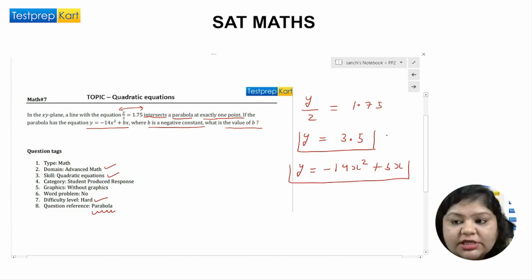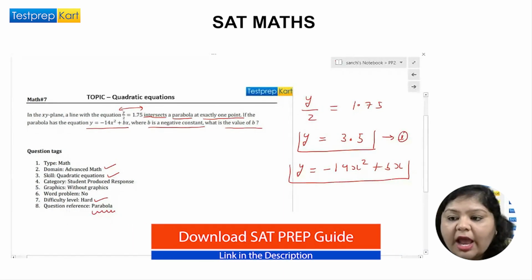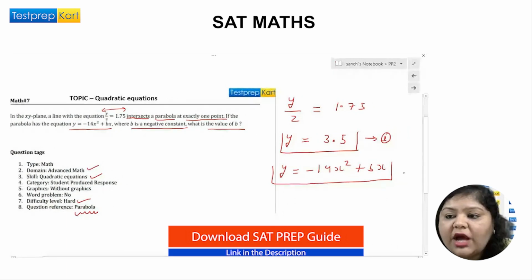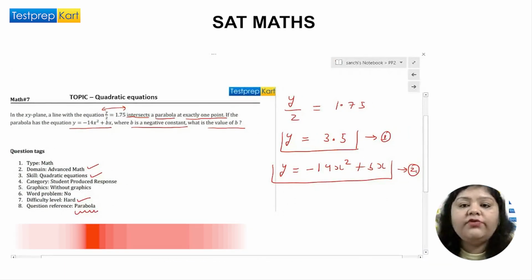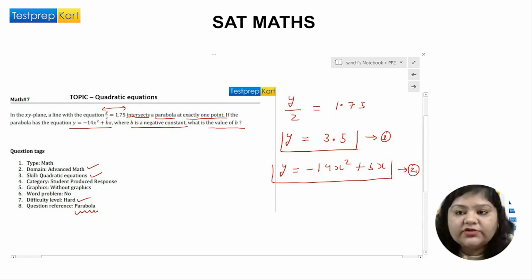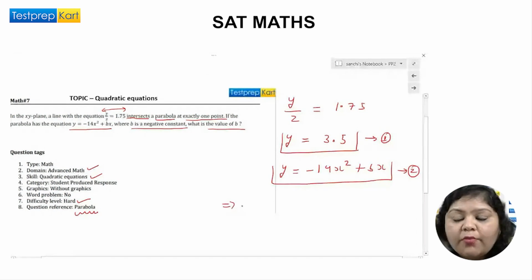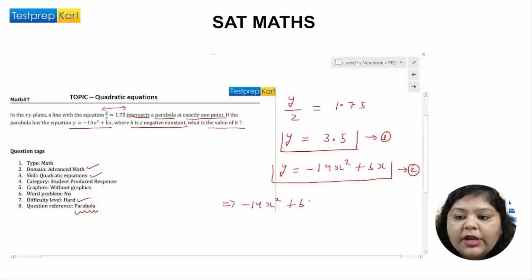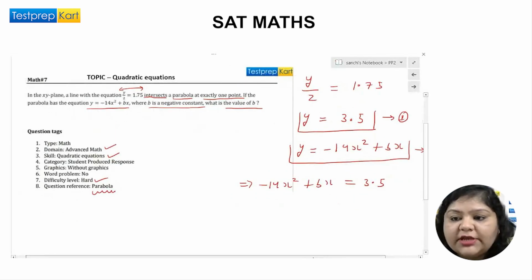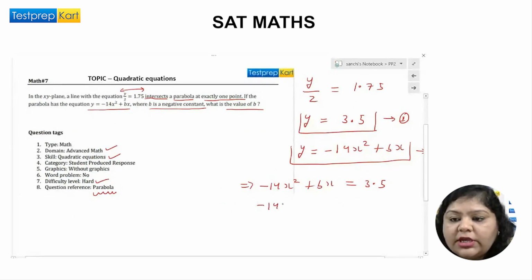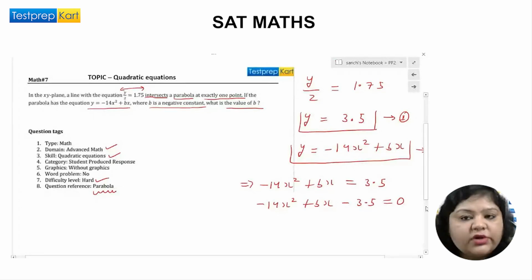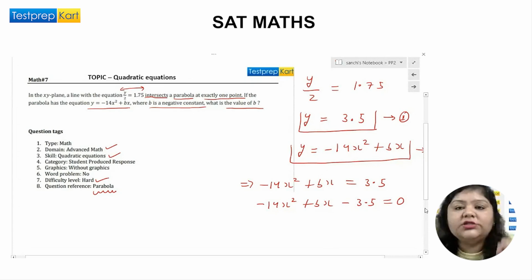Okay, and if I mark this as equation 1 and this, let me scroll it down, as equation number 2, then for that point of intersection I can compare these two curves. That means I can compare equation 1 and 2. So if I do so, I will have minus 14x square plus bx equals 3.5. Now let's simplify this equation. So I'll have minus 14x square plus bx minus 3.5 equals 0. That's what I have. Now I'm going to mark some stars here so that you can remember how to proceed with such kind of question.